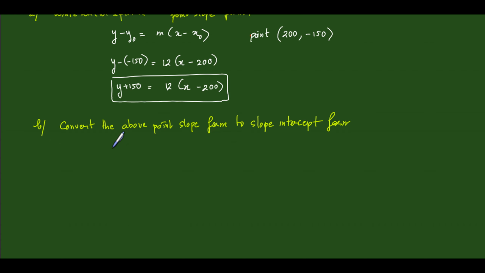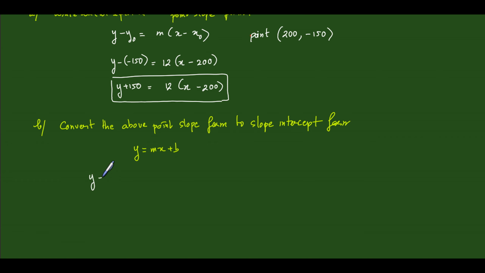Alright, so what is slope intercept form? You guys remember? The slope intercept form is what? Anyone remember? So this is slope intercept: y equal to mx plus b. So you want to convert to this form. All right, so how are we going to convert that? Very easy.